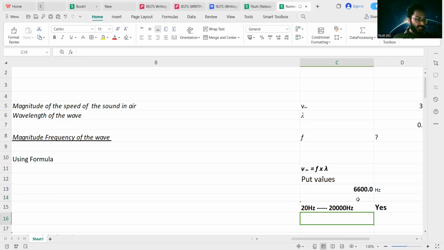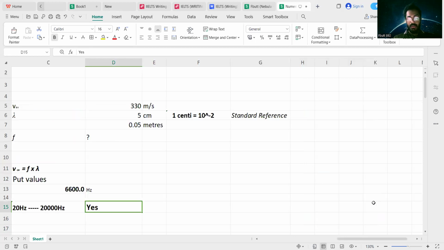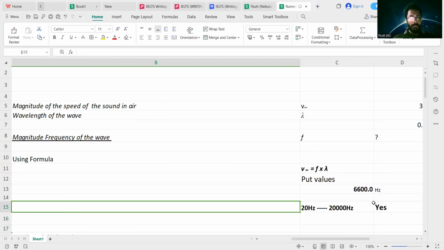And what else has the examiner asked? The examiner asked, is this frequency in the audible range of the human ear? As we know, the audible frequency range of humans is from 20 hertz to the maximum threshold of 20,000 hertz. And you know very well that 6,600 lies between 20 hertz and 20,000 hertz. So yes, the frequency of that particular sound lies within the audible frequency range of humans. So that is the end of numerical 11.3.